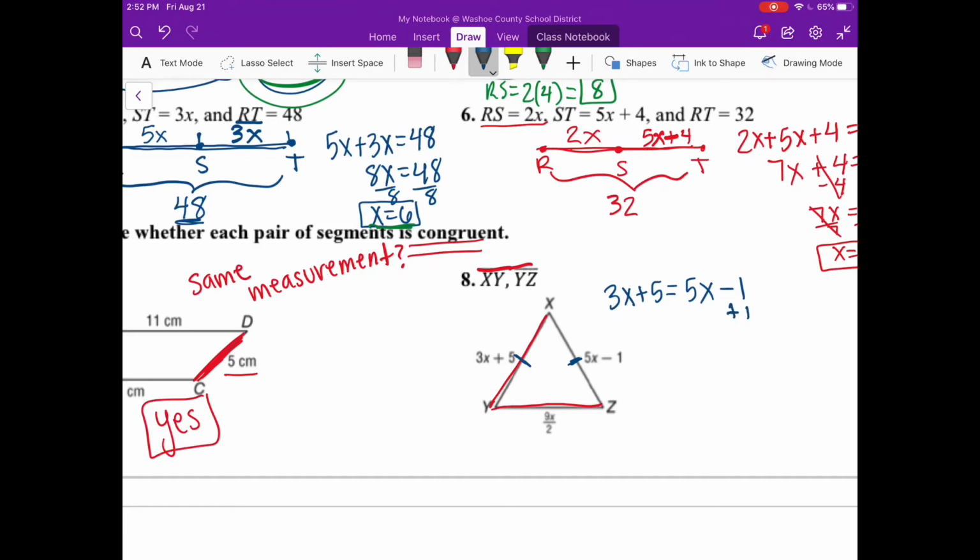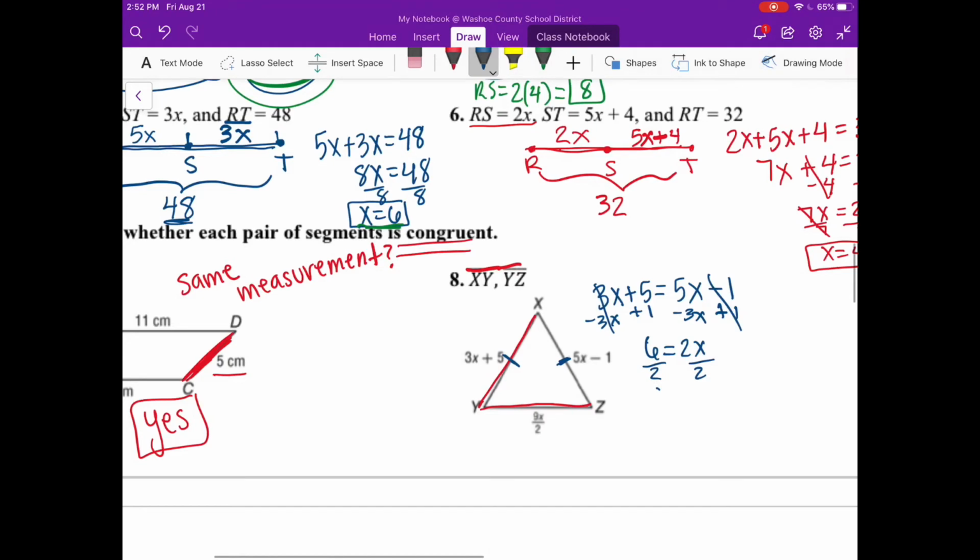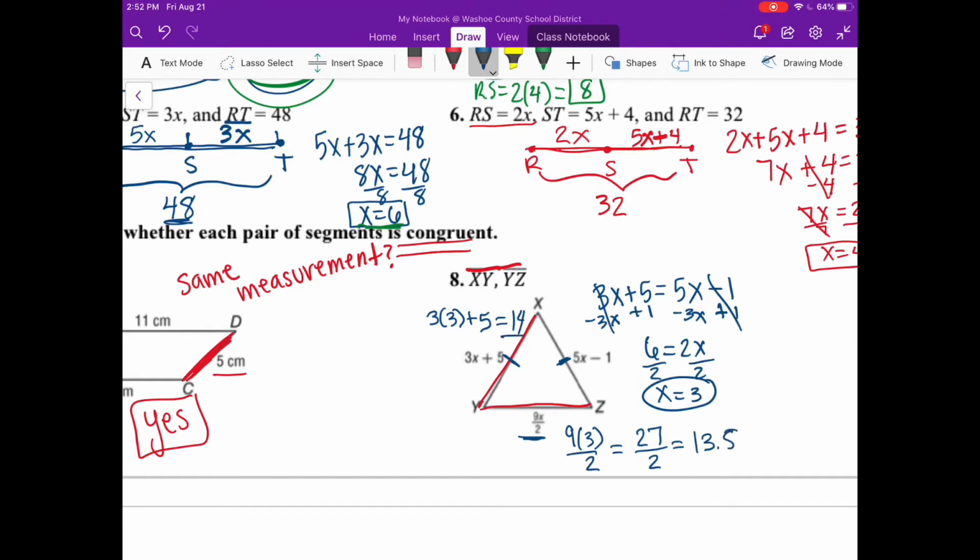So first I need to solve for x here. I'm going to add 1 to both sides and I'm going to subtract 3x from both sides. When I do that, I'm going to end up with 6 equals 2x. Divide by 2, and x equals 3. Okay, well, if I substitute 3 for x over here, I get 3 times 3 plus 5, and that gives me 14. If I substitute 3 over here, so 9 times 3 over 2, 9 times 3 is 27, 27 divided by 2 is 13.5.